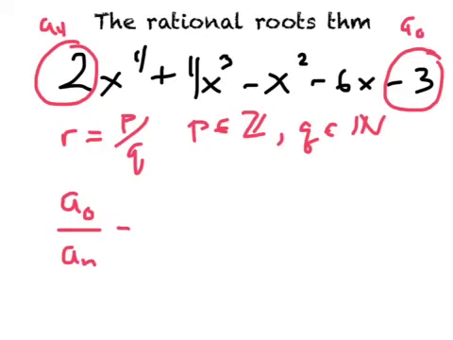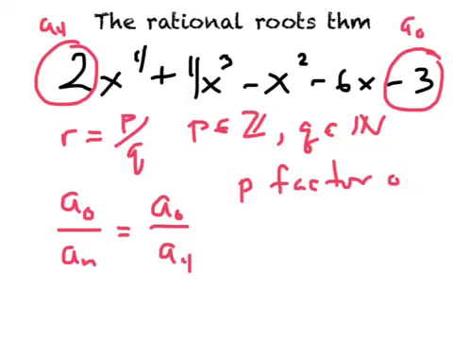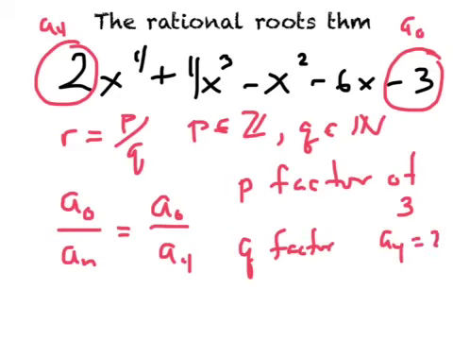So in this problem we've got a0 and a4. Any roots here, p has to be a factor of a0, which is 3, and q has to be a factor of a4, which is 2. We don't need to worry about the signs here because we'll take all positive and negative combinations of the things that we find in our test set.